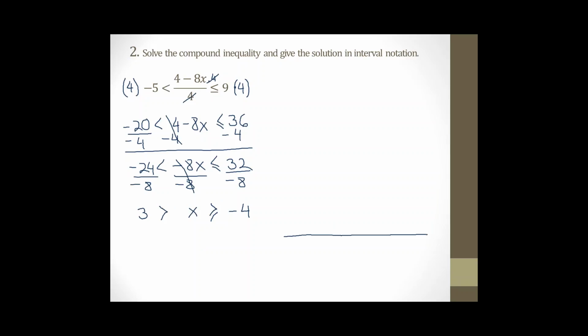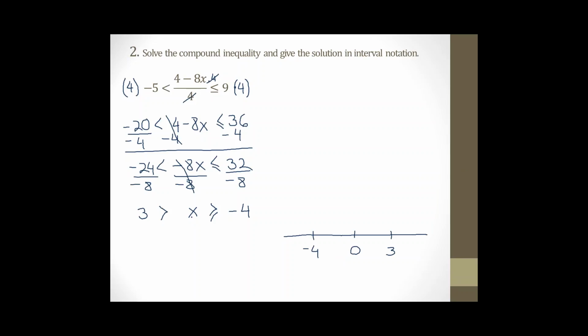So before I write it in interval notation, I like to graph it on a number line so I get a better idea, and it also helps me to write it in interval notation because I just have to read it off of my graph. So I need to make sure I have a -4 on my graph. Somewhere here is 0. And then also I need a 3. So I always read my inequality from the x.